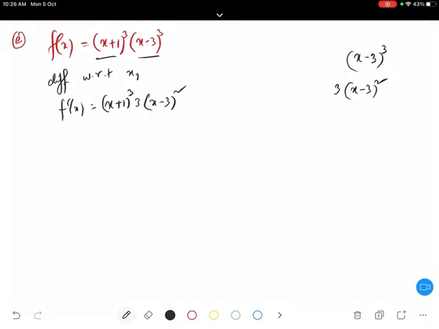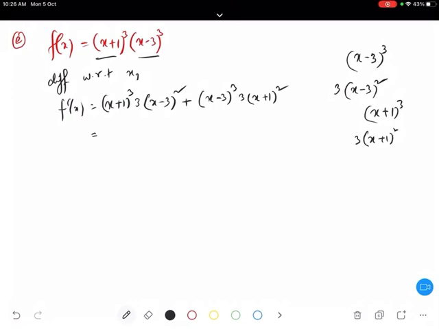And the next thing is what? Plus, then I will take (x minus 3) whole cube out. Then differentiate (x plus 1) whole cube. What is the differentiation of (x plus 1) whole cube? It will be 3 (x plus 1) whole square into the differentiation of x plus 1, which is 1. So it will be 3 into (x plus 1) whole square. Okay? Everyone, yes or no?